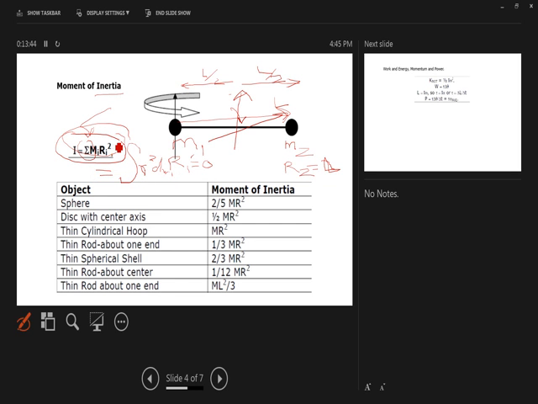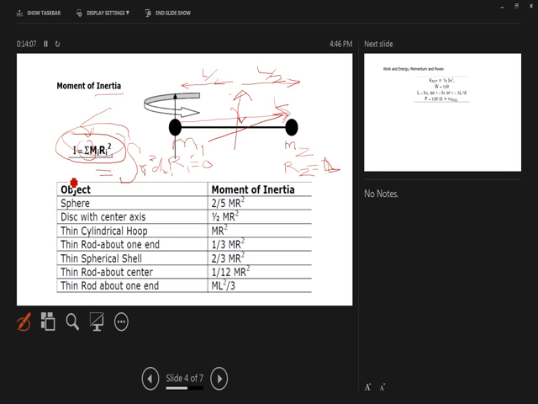And what that really is just saying, break up the object into tiny, tiny pieces, and relative to the axis of rotation, go out to a small, tiny chunk and square the distance times that little tiny mass, and sum it up for the whole shape of the object. Fortunately, we don't have to do that.